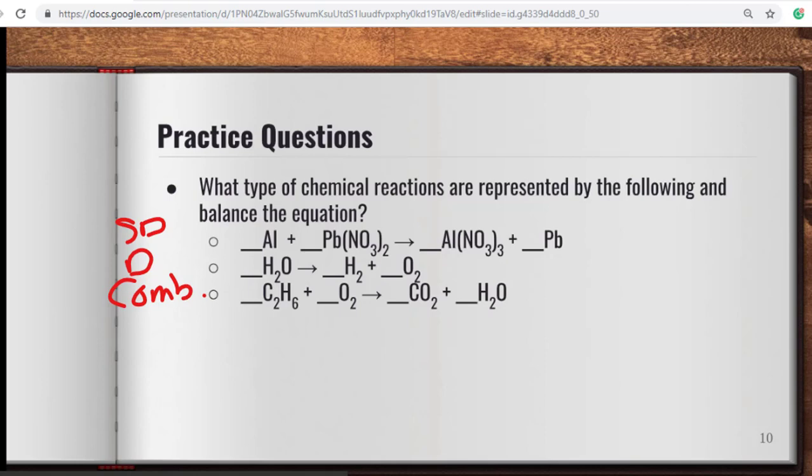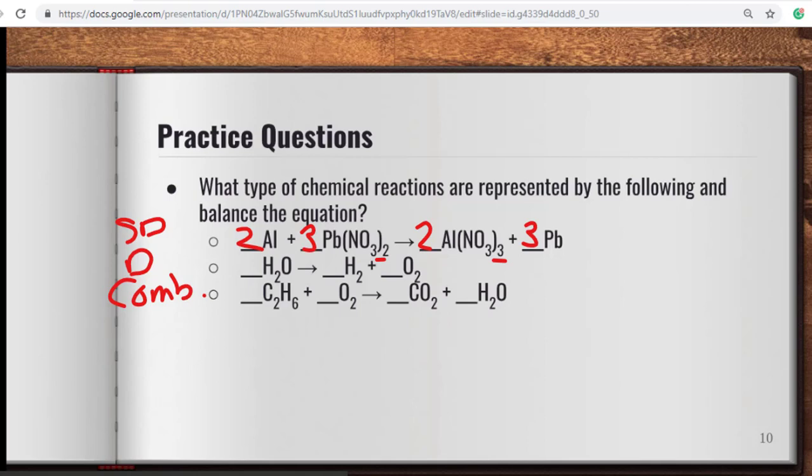Now I'm going to do this relatively quickly because, again, we've already had our balancing video. But if we take a look at the first one, it looks like I have 2 nitrates on the left and 3 on the right. Those are going to balance out to be 6. So let's put a 2 here and a 3 here. I've got 3 Pbs on the left and 1 on the right. So let's put a 3 in to balance. 2 Als on the right, 1 on the left. Let's put a 2 in to balance. Cool. That was easy.